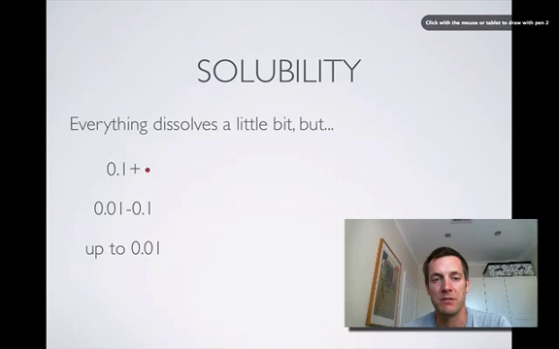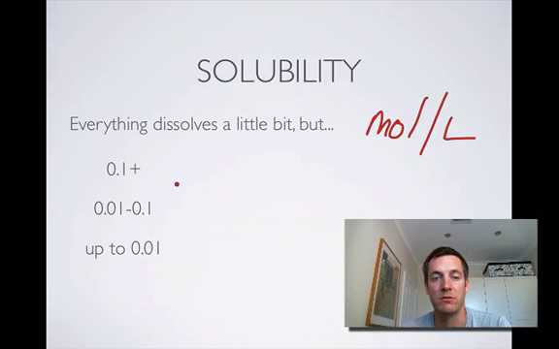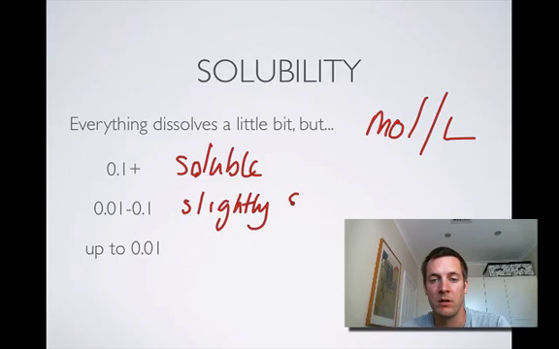Okay, and the definitions, where this is all measured in moles of solute per litre of solvent. So anything over 0.1 of a mole per litre is termed soluble, and most ionic solids will dissolve at least that much. Anything between 0.01 and 0.1 of a mole in every litre is called slightly soluble, and anything that is up to 0.01 of a mole in every litre is termed insoluble.